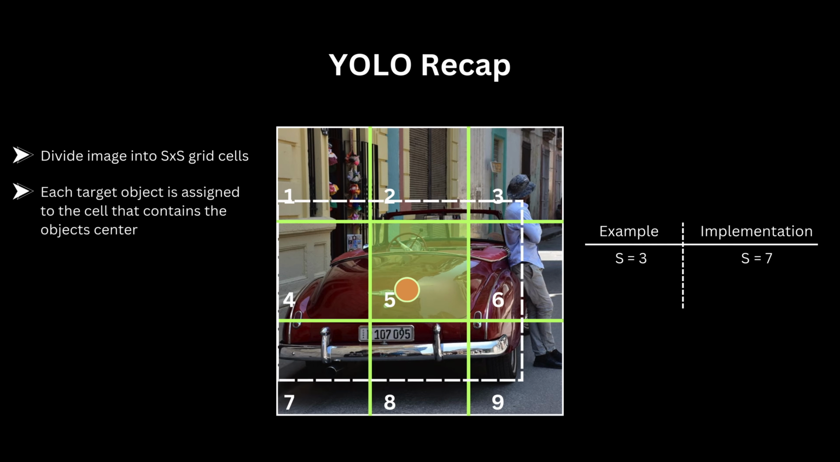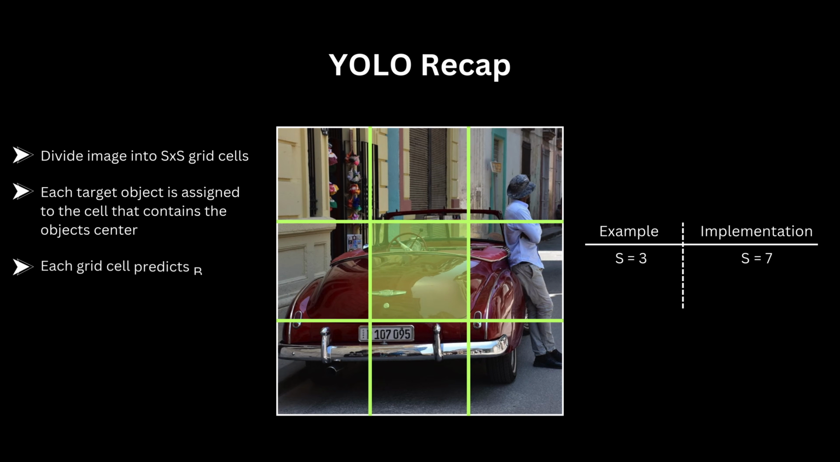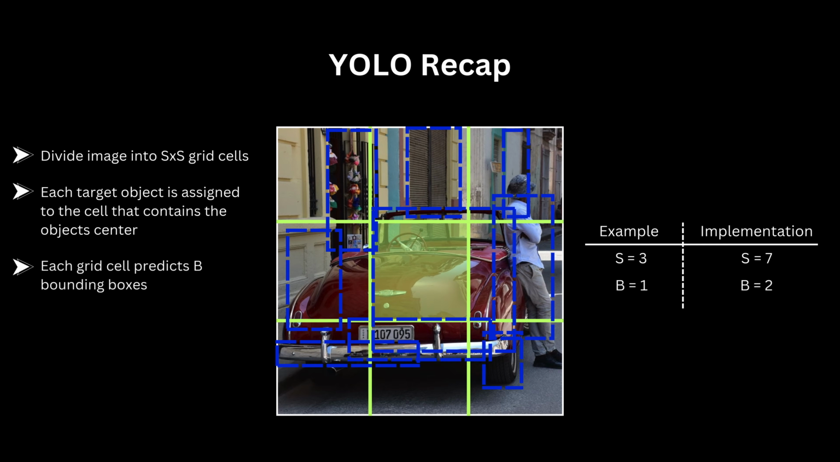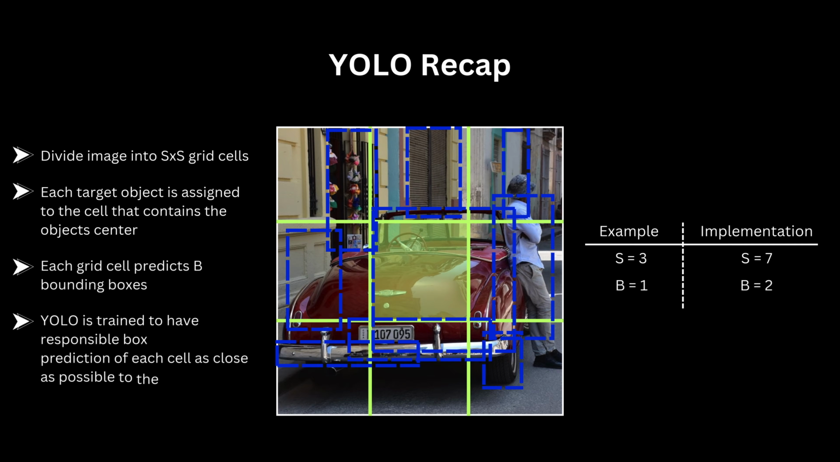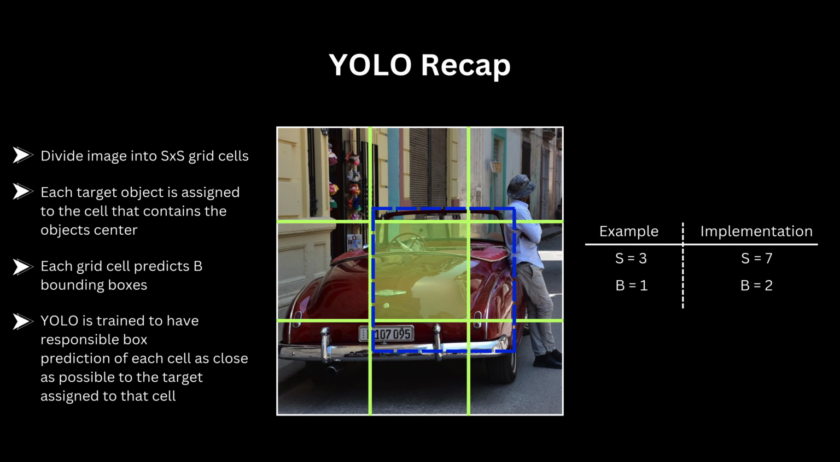For each of these grid cells, YOLO predicts B bounding boxes. The responsible box predictor during training for each cell is that box out of the B boxes predicted which has the highest IOU with the ground truth. And we train YOLO to modify the responsible box predictor to be as close to the target as possible.